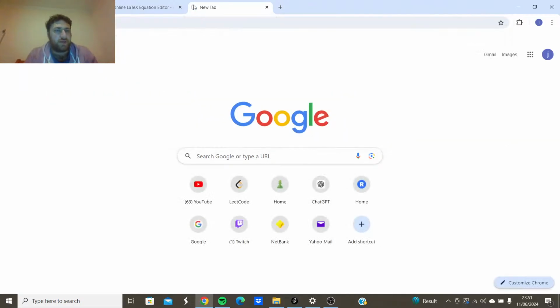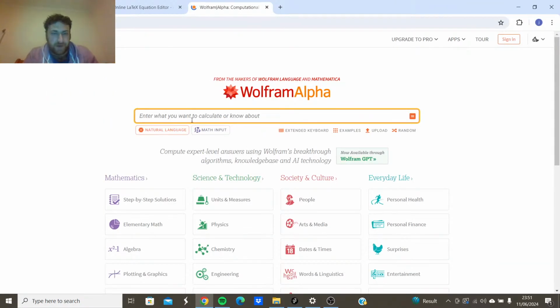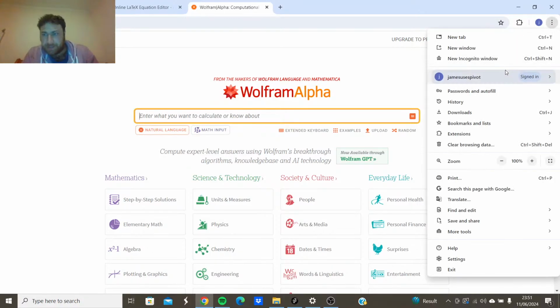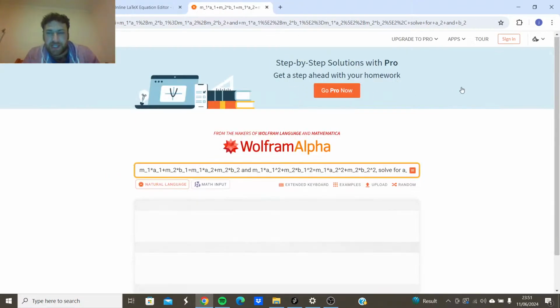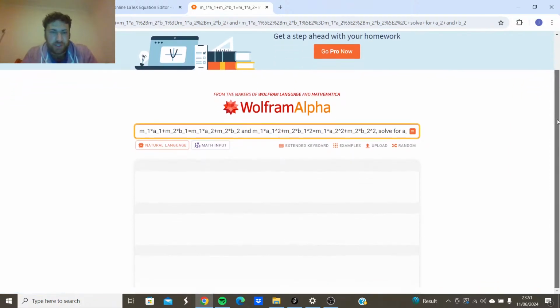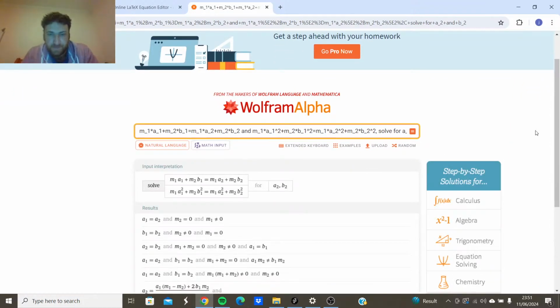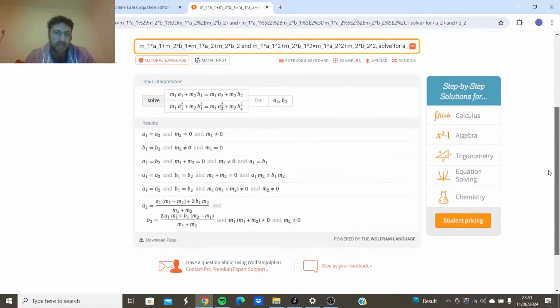What I do know is if you go on Wolfram Alpha and type in the equations and tell it to solve. Here I'm using A1, A2, B1, B2, where let's say there are two masses. A1 is the initial velocity of mass 1 and A2 is the final velocity of mass 1. And same for B1 and B2, but that's for mass 2.